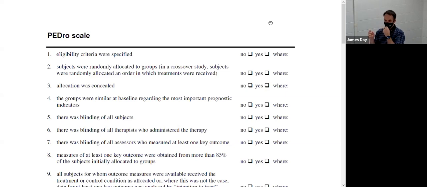So there are certain situations when randomization or blinding are not going to be appropriate or not possible. So low scores on different types of study doesn't mean that they're bad. All that that means is that we have more possibility for confounding variables.